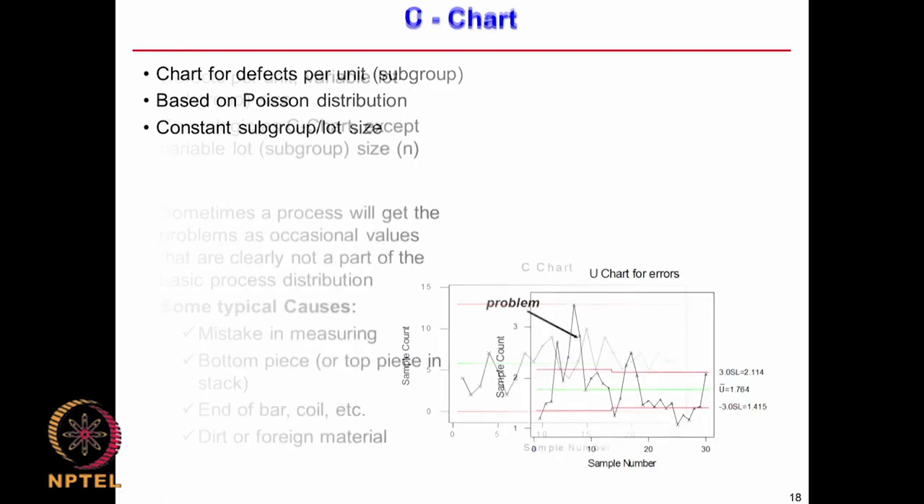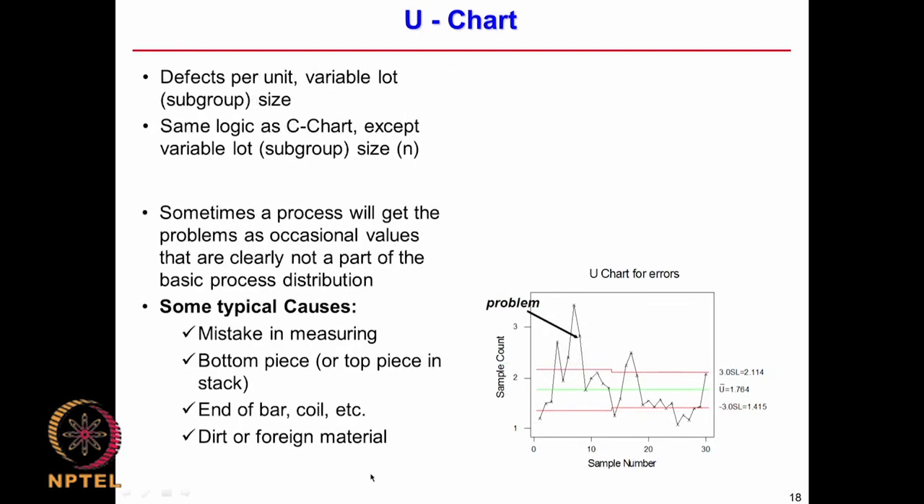That is called the C chart. Then you have the U chart, when you have the variable lot. It is the same as the C chart, except the lot size keeps changing.